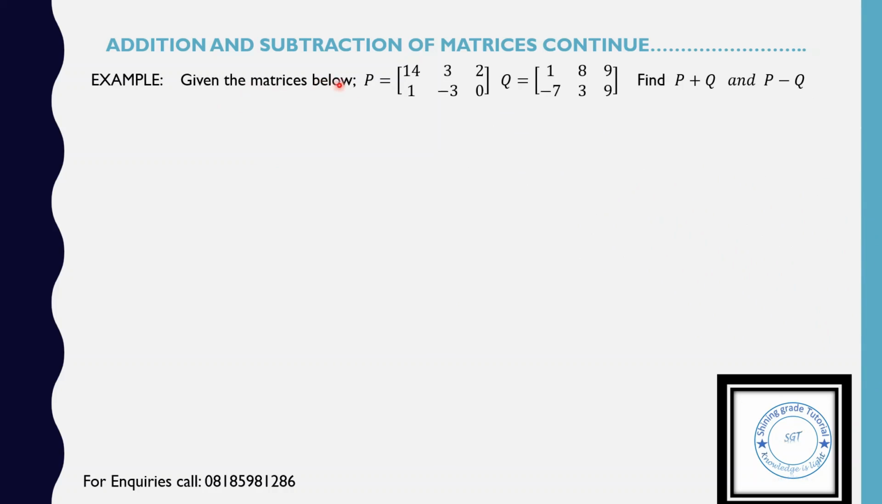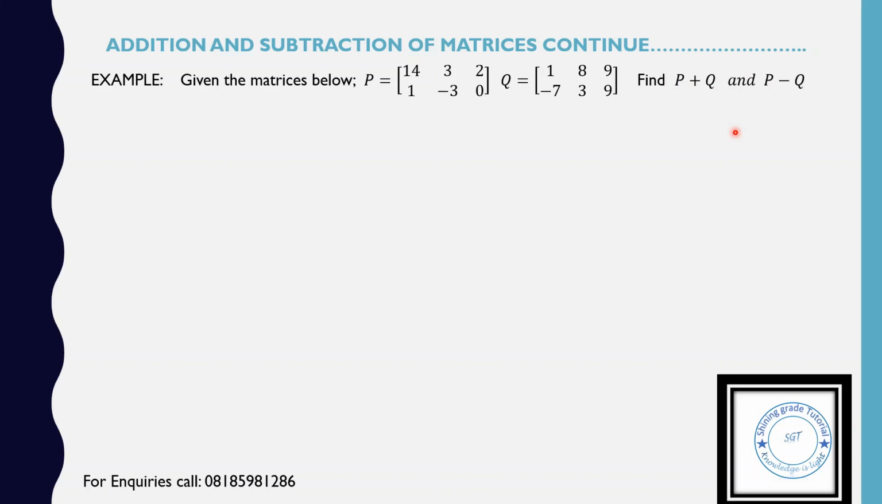Given the matrices below, P is 14, 3, 2, 1, minus 3, 0. A matrix of order 2 by 3 has 2 rows and 3 columns as shown. Also, this is another matrix Q, 1, 8, 9, minus 7, 3, 9. It also has 2 rows and 3 columns. So we have to find P plus Q and P minus Q.